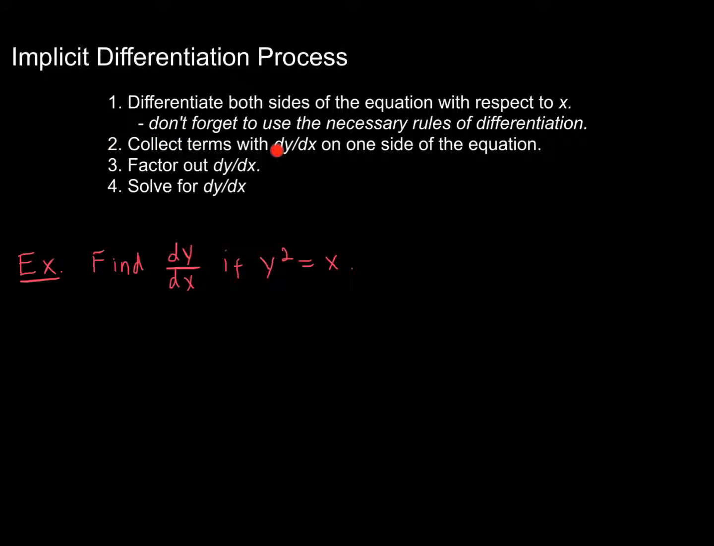Collect terms with a dy dx on one side of the equation. Then we want to factor out that dy dx so we can solve for it, and then we have our equation for the derivative of y with respect to x. A couple of things to note. The first is that this derivative that we get is probably going to be in terms of both y and x. You're going to need both the y and the x values to find the derivative at that point, and that's perfectly fine. The other big thing is that we can't forget that we're finding the derivative, and the derivative is the slope at a given point.